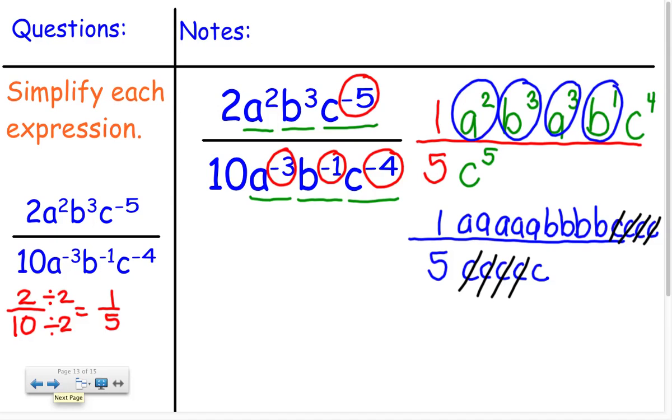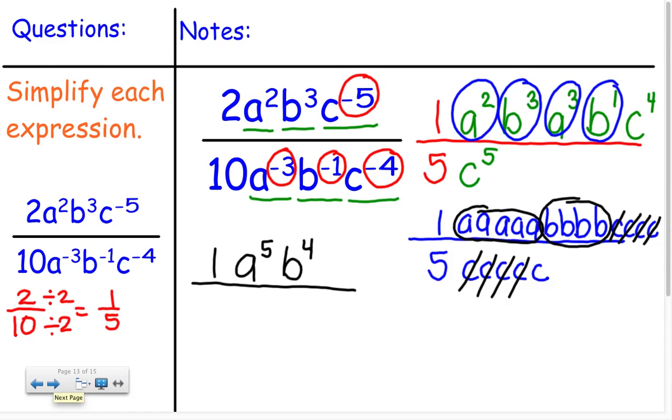Okay, so for my answer, I have 1, 2, 3, 4, 5 A's, 1, 2, 3, 4 B's, and a 5 on the bottom, and just 1 C.